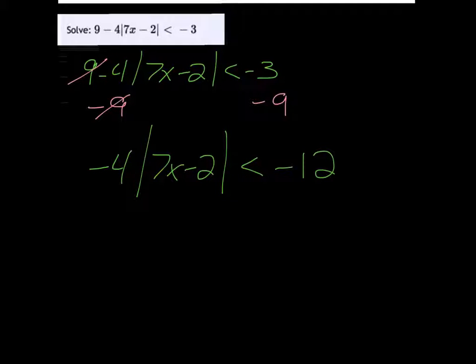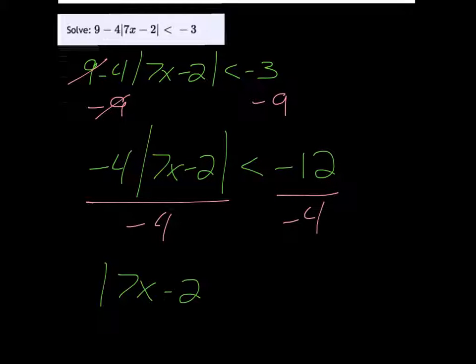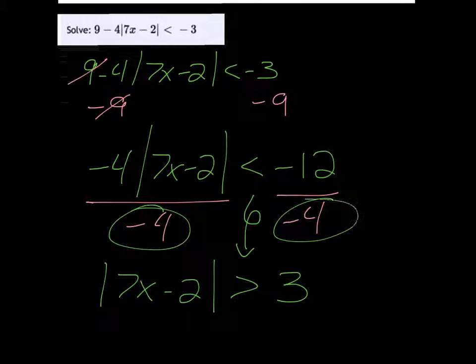Then what I'm going to do is divide both sides by negative 4, resulting in the absolute value of 7x minus 2 is greater than 3. And again, now it's greater than because I've divided by a negative value here, and that flips the inequality sign.